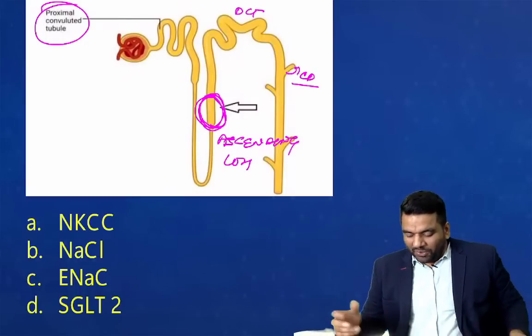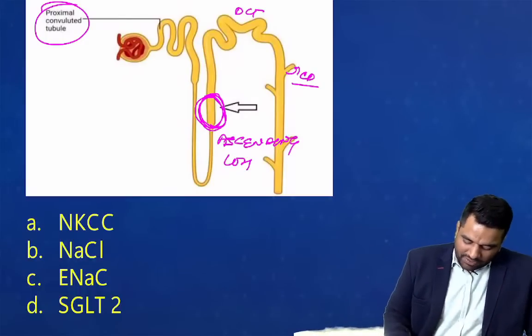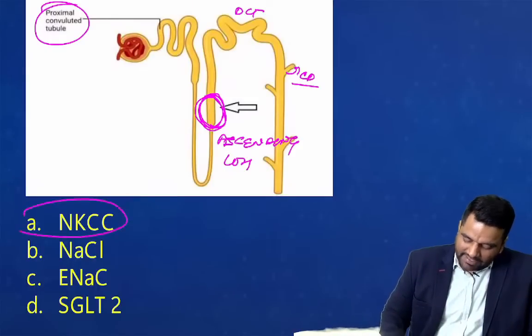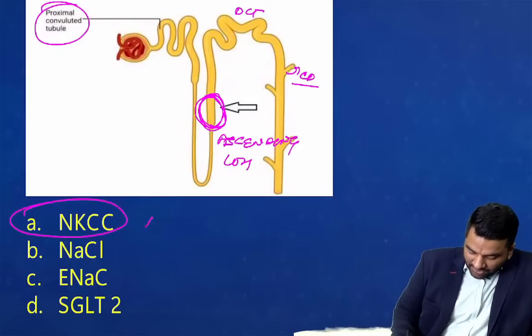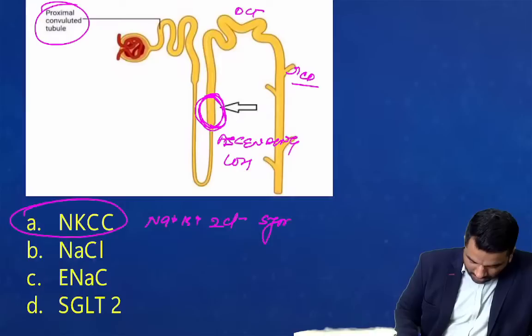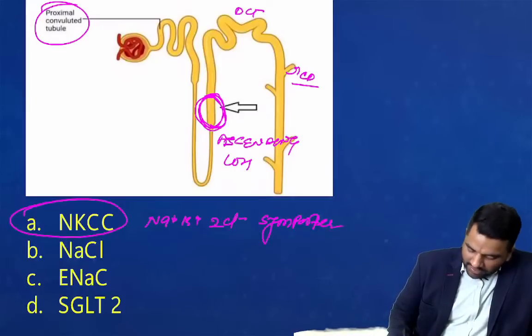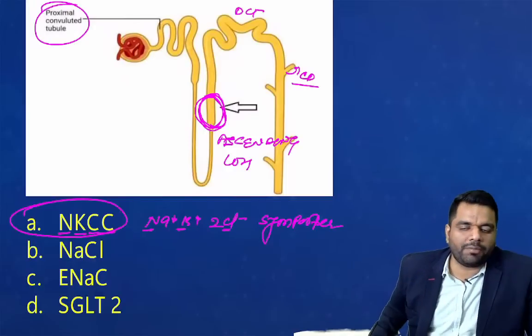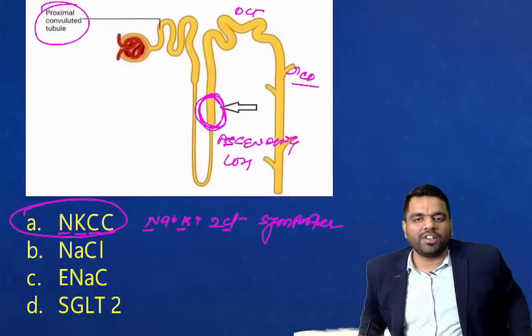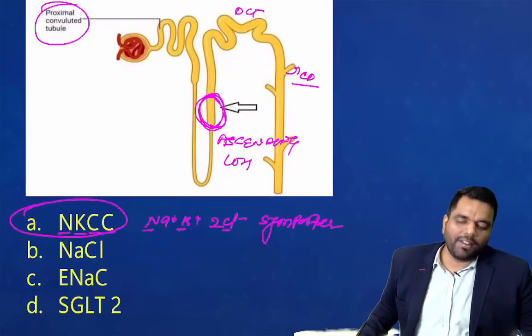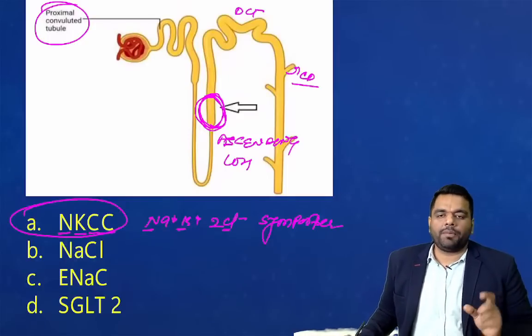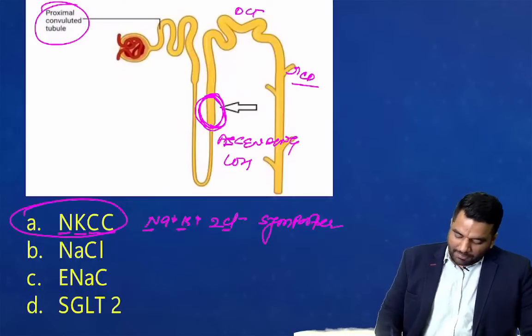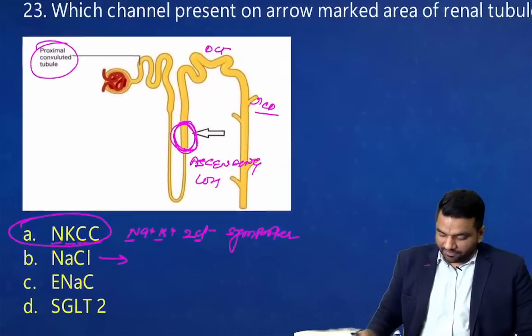Picture. So as you know, the channel present over here is NKCC, which stands for sodium potassium 2 chloride symporter. So this is another name, NKCC, sodium potassium chloride channel. During the class I told you sodium potassium 2 chloride symporter, but here I made a little bit of a twist. This is NKCC. Now please tell me, NaCl, this is present in which area?